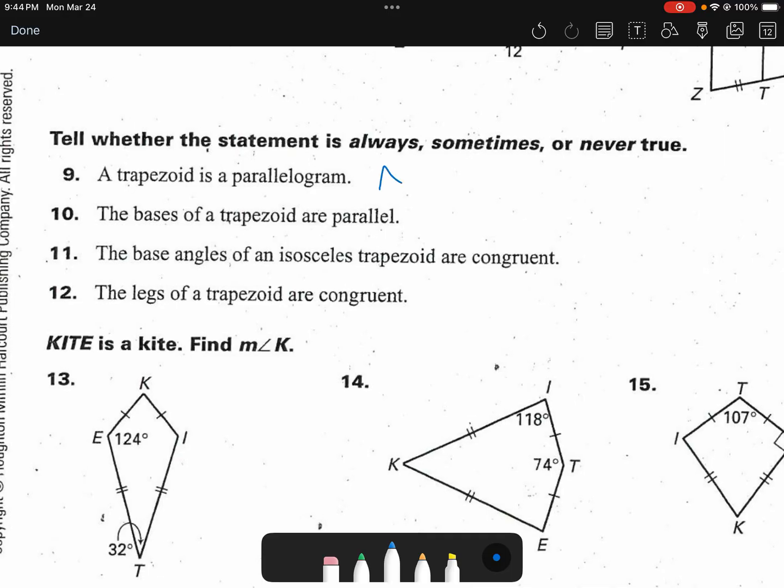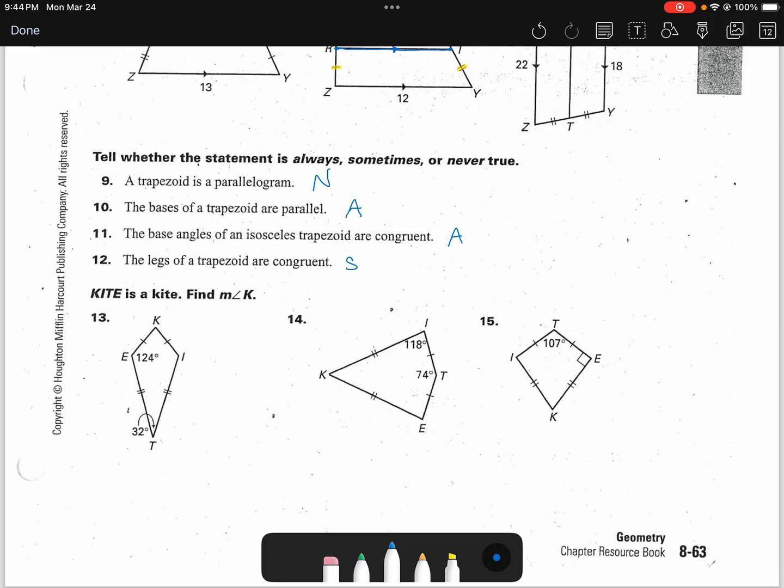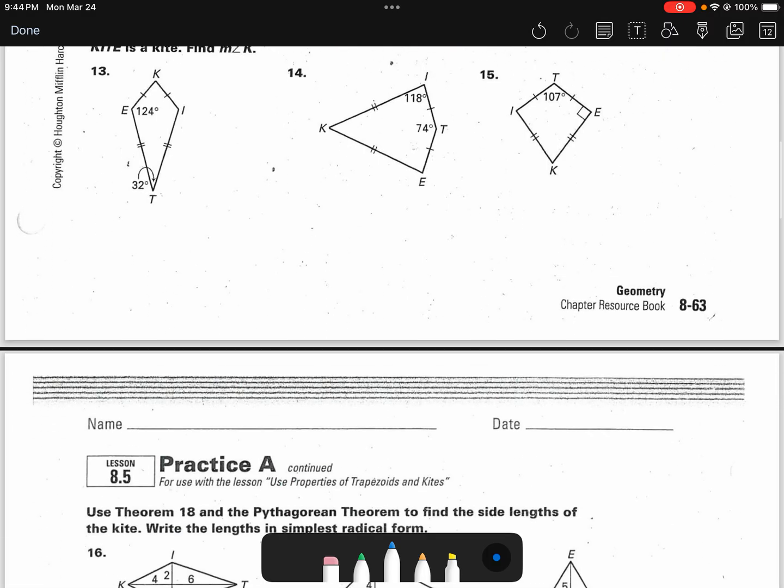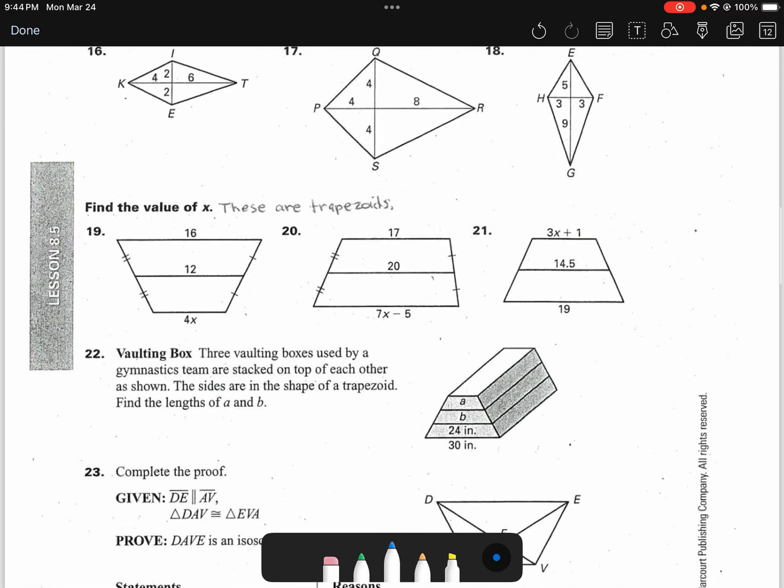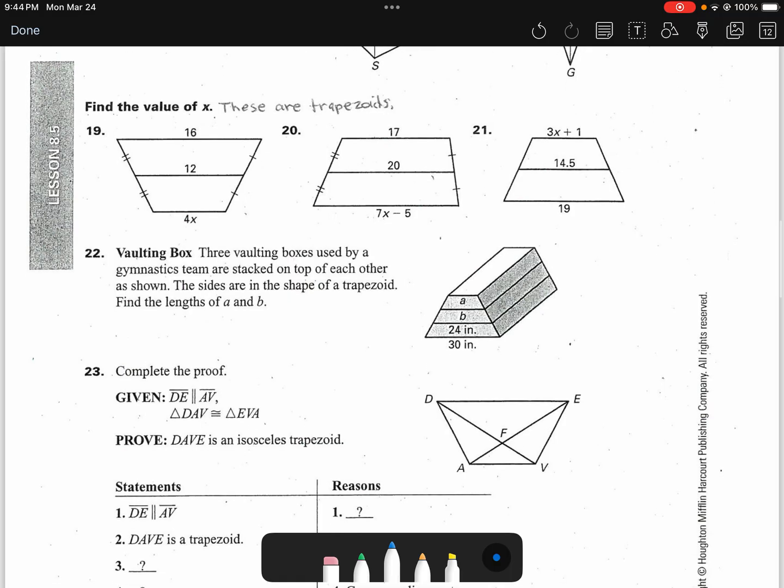Always, sometimes, or never. A trapezoid is a parallelogram. That's never. The bases of a trapezoid are parallel, always. The base angles of an isosceles trapezoid are congruent. That's always, both pairs of them. The legs of a trapezoid are congruent sometimes. If your trapezoid's isosceles, it will be. If it's not, then they won't be. Those next problems are kites. We'll do those in another video.